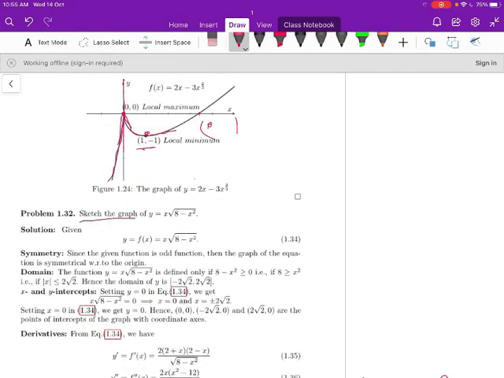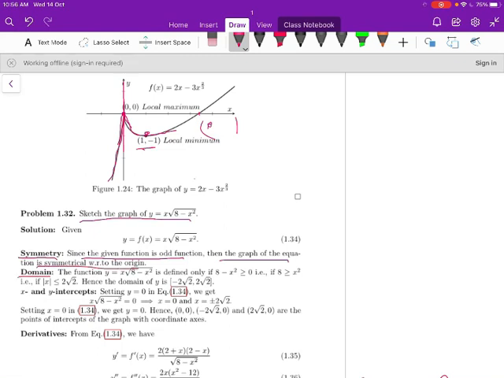Let us take the next problem. Sketch the graph of the function y is equal to x into square root of 8 minus x square. Let us find out the symmetry. Since the given function is an odd function, the graph of the equation is symmetrical about the origin.